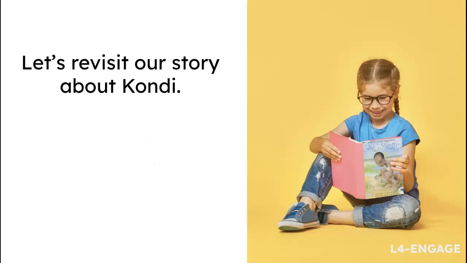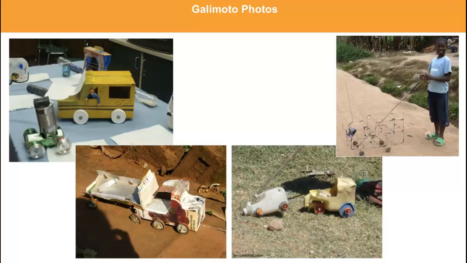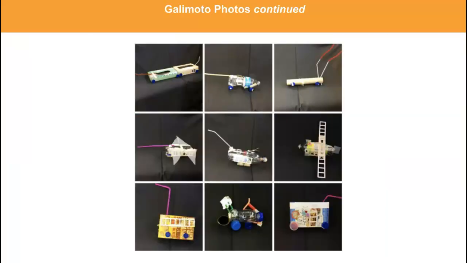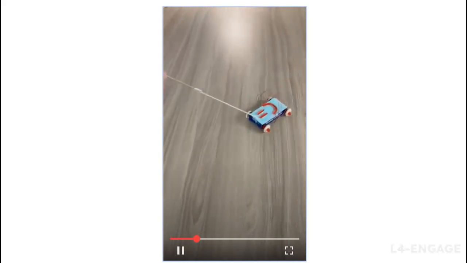To begin the engage portion, you'll tell students that you are going to revisit the story about Condi. You may wish to reread Galimoto using the Read Aloud guide or use the synopsis in the teacher guide and the Galimoto photos to summarize the story. You may also show the video of a Galimoto.